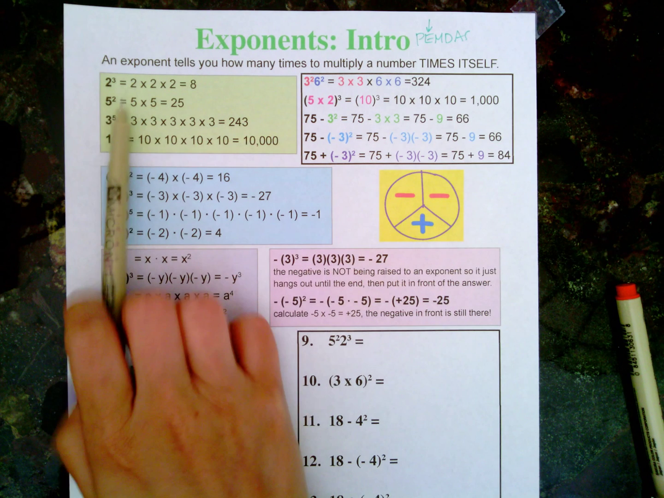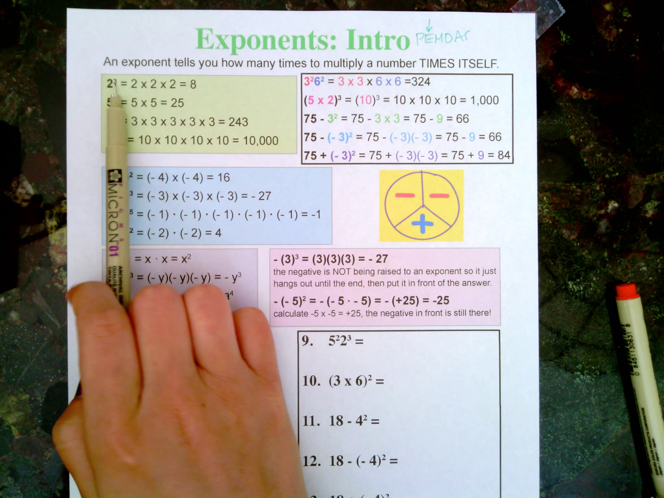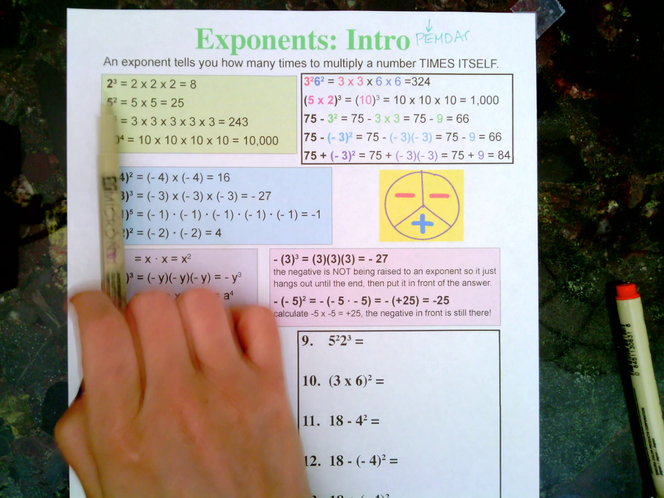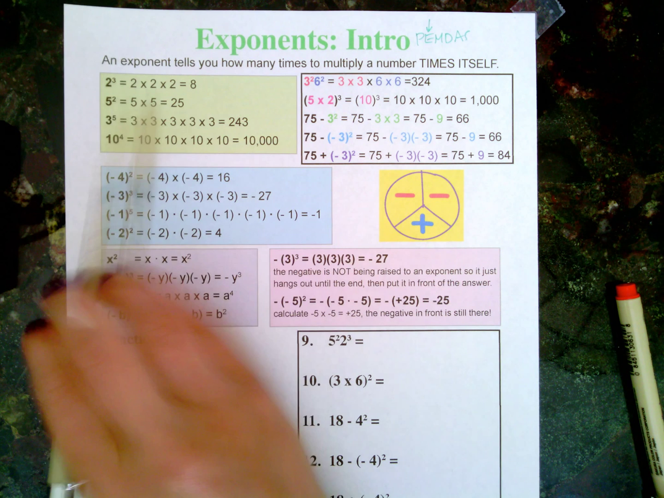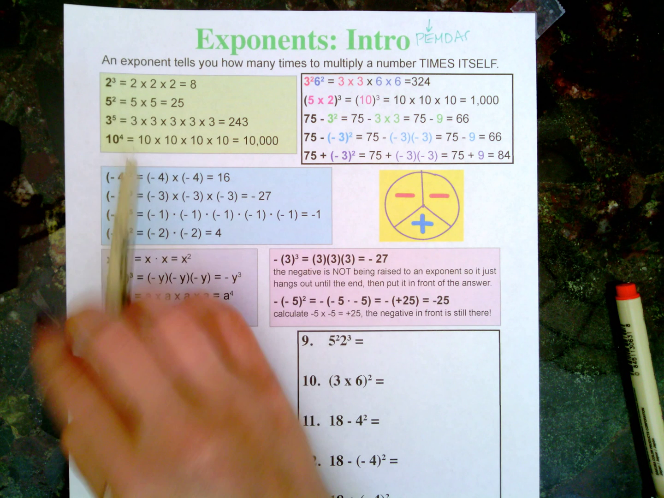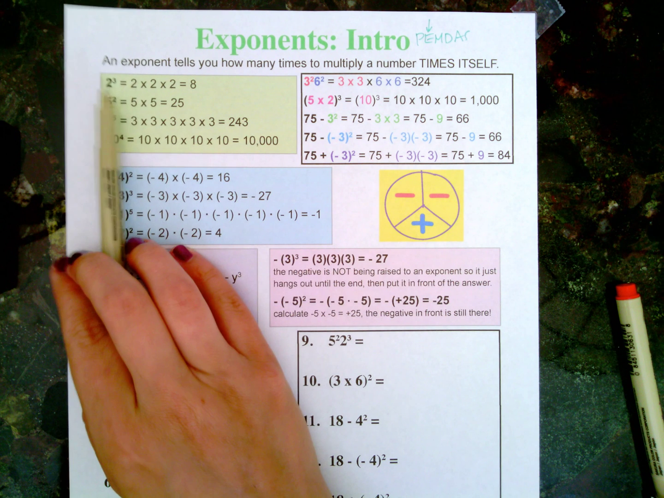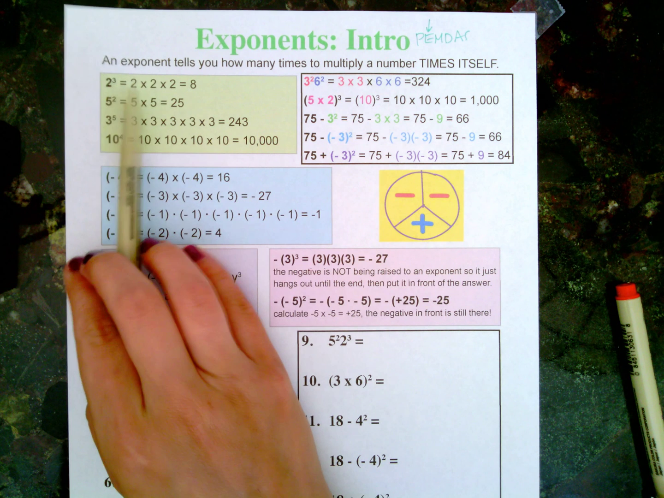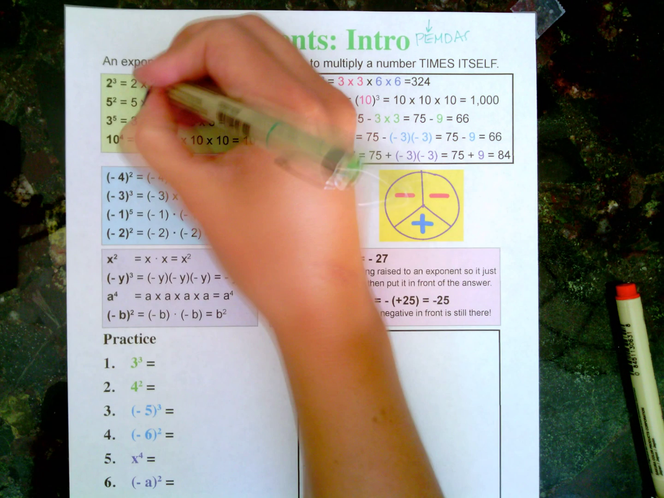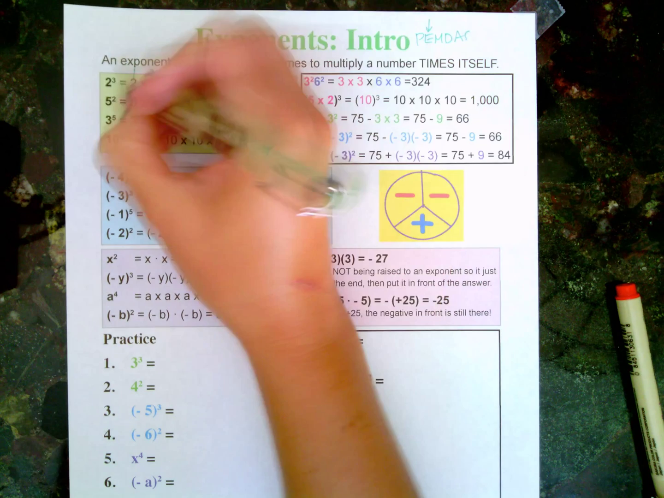Here are some examples. 2 to the third power. That's something you'll hear. Third power is just raised to the exponent of 3. So powers, exponents are the same thing. This is just 2 three times itself. 2 times 2 times 2. 1, 2, 3 of them.